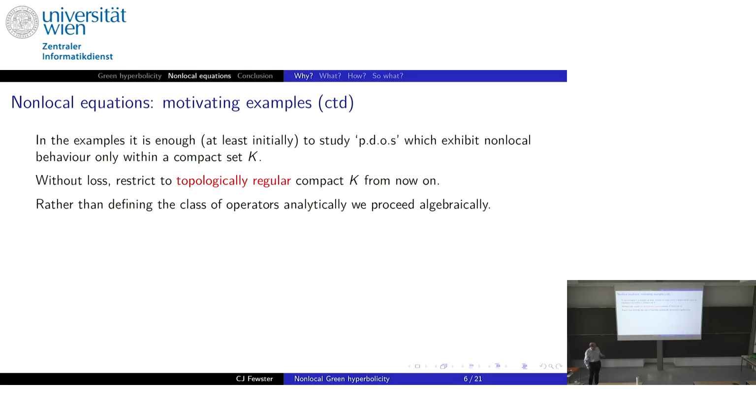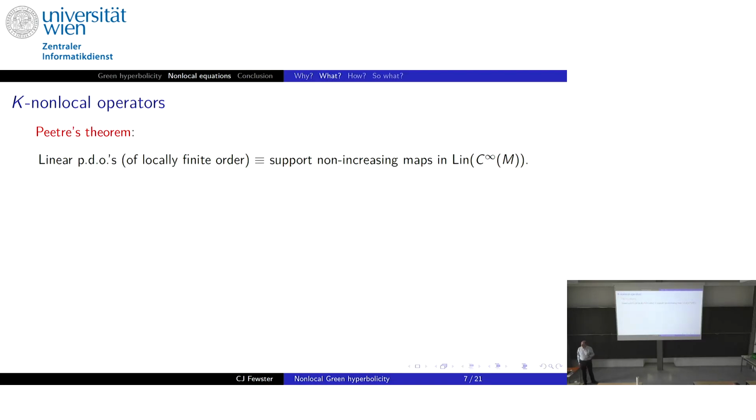So from now on, K is always going to be compact and topologically regular, so it's the closure of its interior. And I'm also going to follow Christian Baer's lead, and instead of defining things analytically, I'm going to define them algebraically and see if I can use that, okay? So how to define this notion? Well, there is the theorem that probably most people here know, the Peetre theorem, that gives you a characterization of linear partial differential operators of locally finite order.